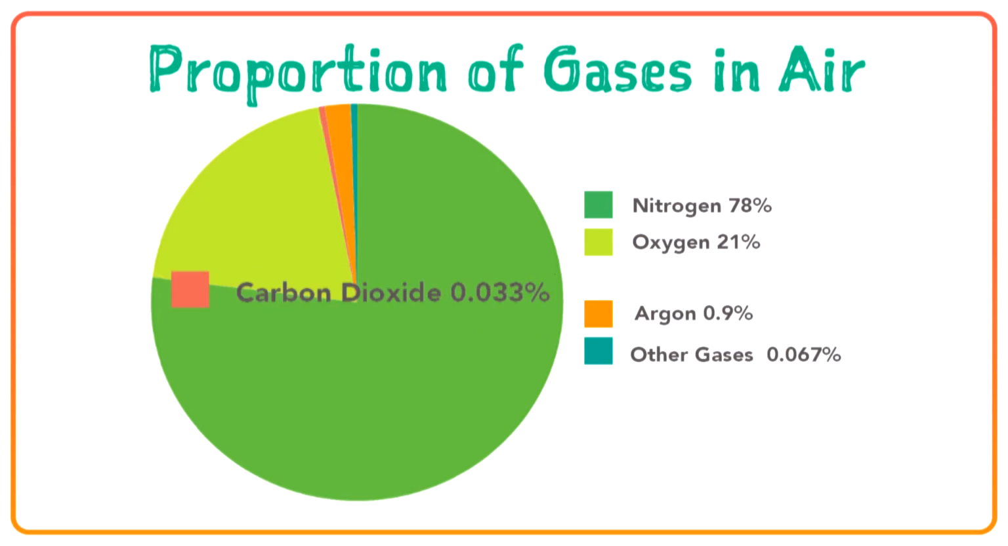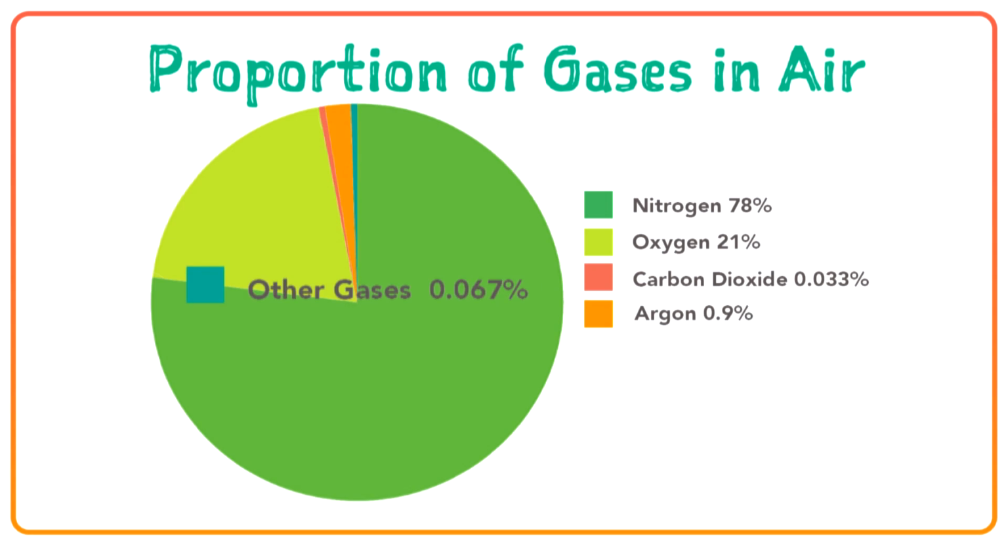The fourth most abundant gas is carbon dioxide, the gas we breathe out and the one plants take in, at only 0.033%. The remaining gases of hydrogen, neon, helium, krypton, ozone, and xenon make up the rest of 0.067% combined.